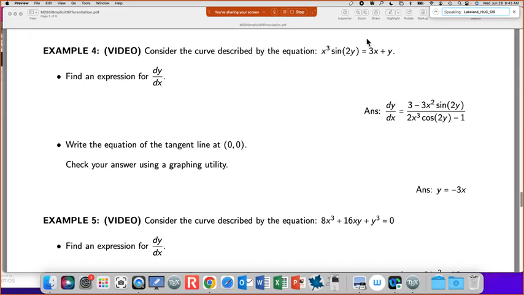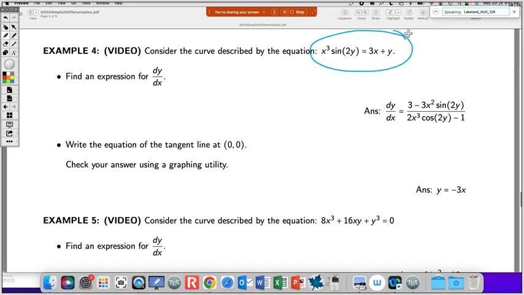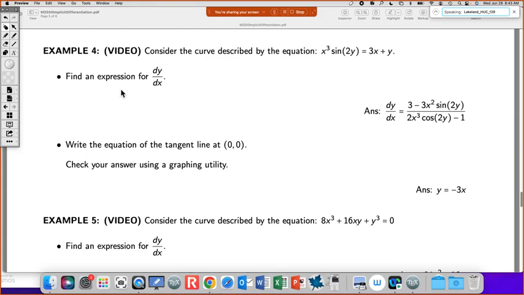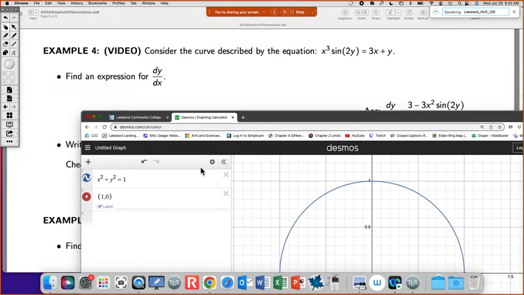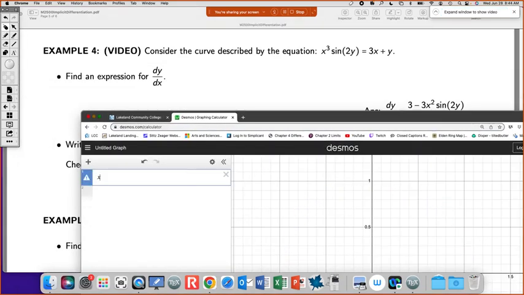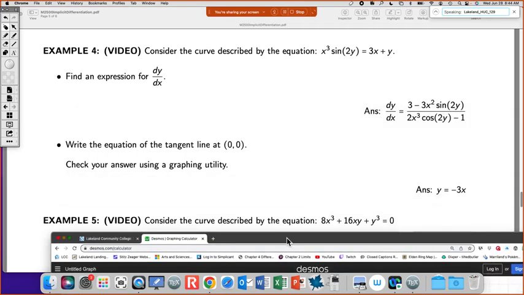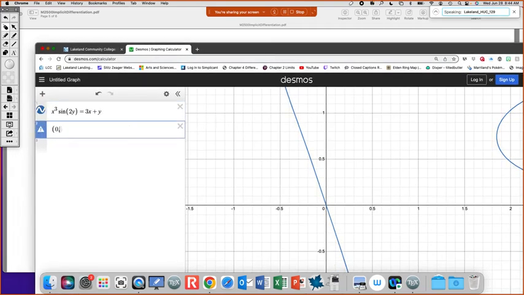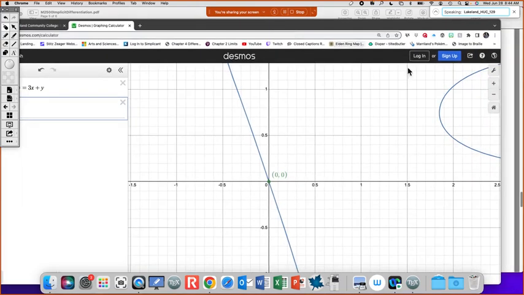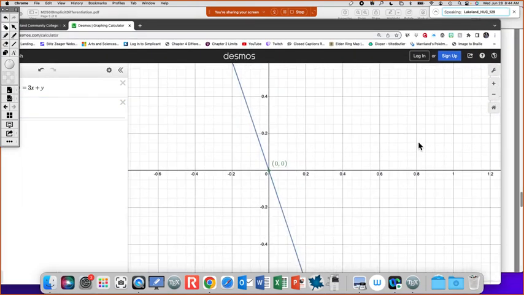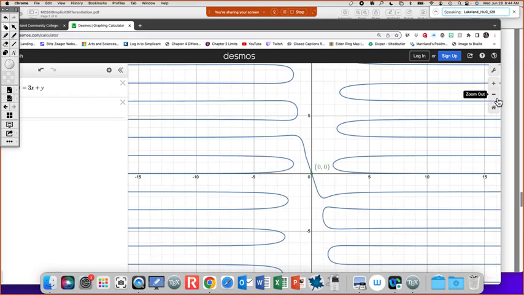Okay, example 4, great example to work through. Find an expression for dy dx. That's pretty complicated. The curve looks pretty groovy. Let's take a look at that curve. We're looking at the point. We're looking at the origin. It's a nice little safe point. So once again, locally, looks like a line. You follow? Totally differentiable.